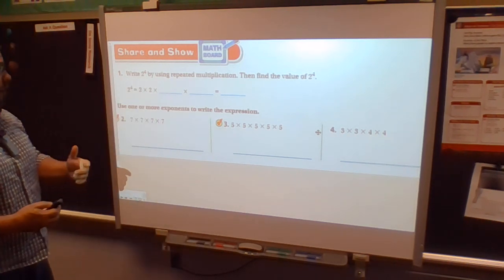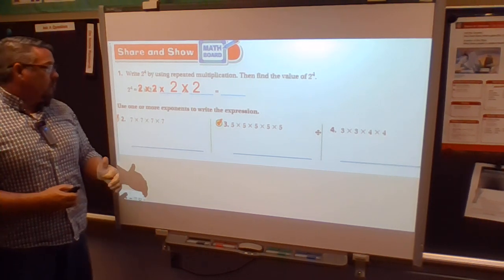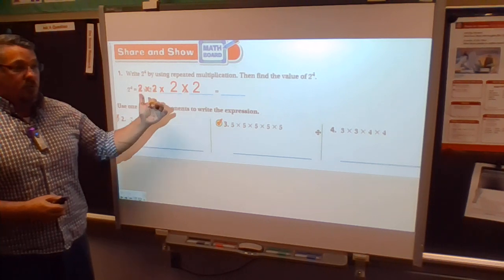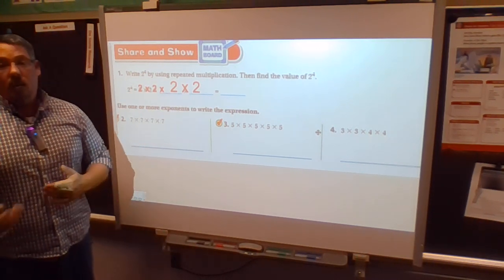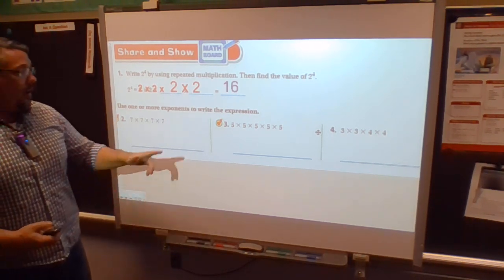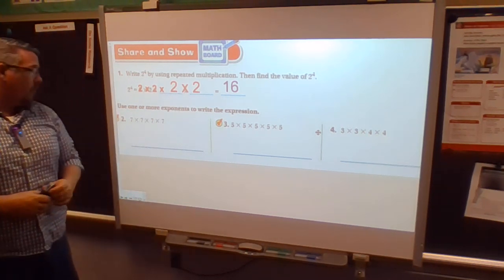So 2 to the 4th power would look like, now those 2's are pretty small, so I have extra ones in there, just so you can see them. So I have 2 times 2 times 2 times 2. So I showed my work, that's my first point. Then when I type it into my calculator, 2 times 2 times 2 times 2 equals, I get 16. I get my point for my answer.